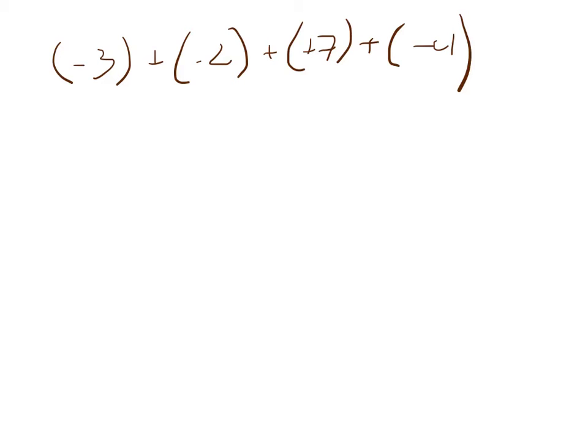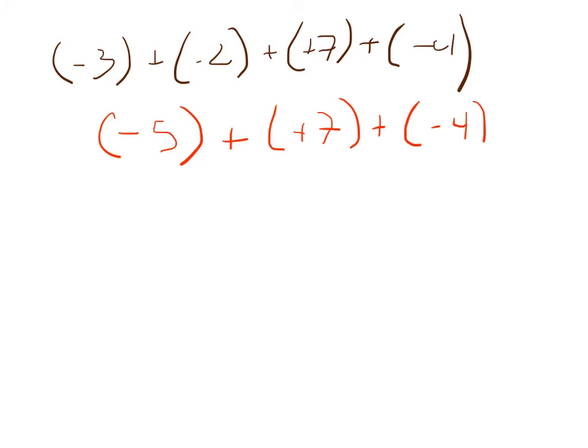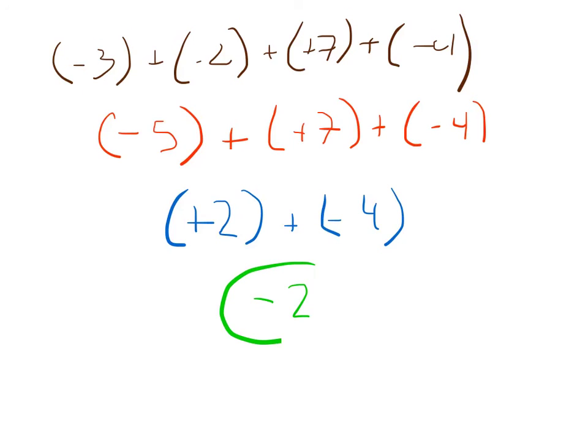So, negative 3 plus a negative 2 will be a negative 5 plus a positive 7 plus a positive 4. So I should do these one at a time. Show my work as I go along. Negative 5 plus a positive 7 will be a positive 2 plus a positive 4. Positive 2 plus a negative 4 will be a negative 2 as my final answer there.